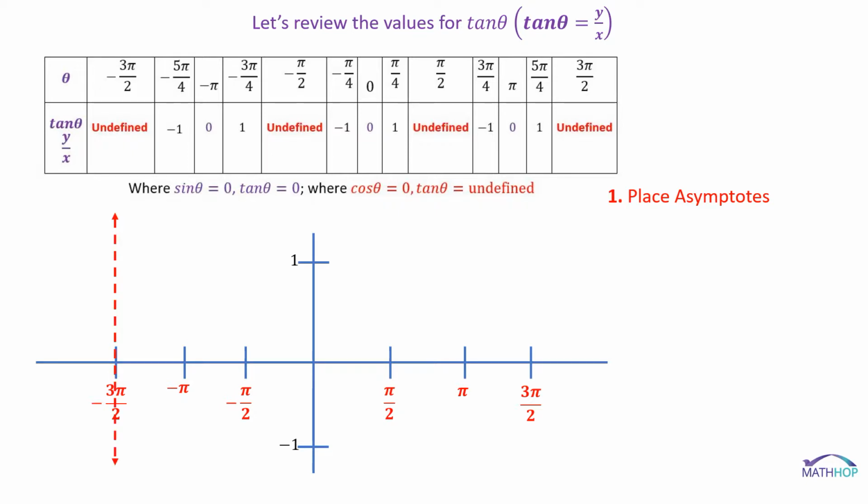I'm going to say -3 pi over 2, negative pi over 2, pi over 2, and 3 pi over 2. Those are the values from my table. Next thing you're going to do is place your zeros. Your zeros are going to happen halfway between the asymptotes.